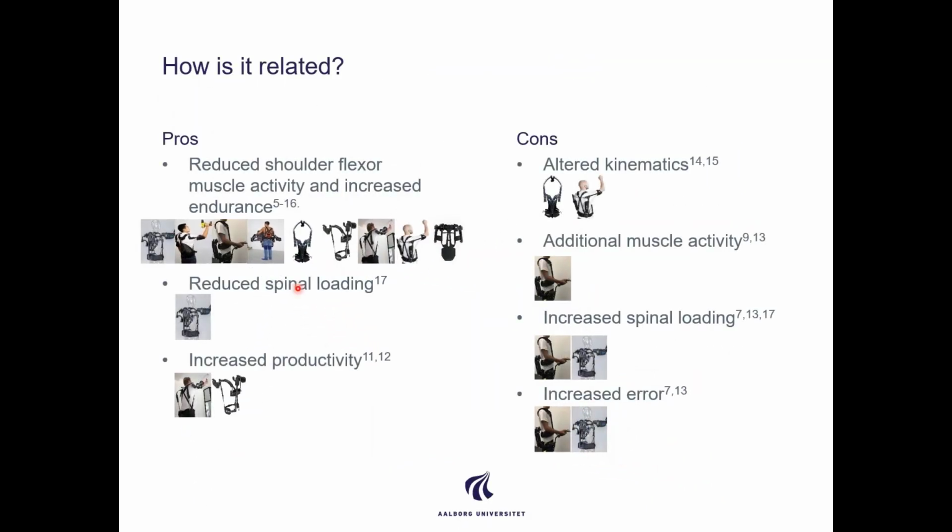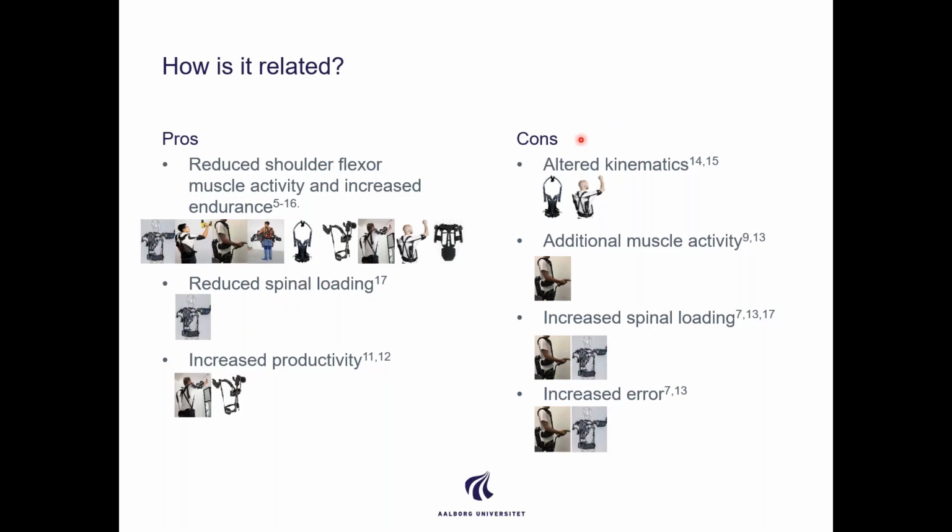So how is it all related? Well, there are a lot of different studies out there in the literature, and very often the results show that you can find reduced shoulder flexor muscle activity and increased endurance for a lot of different exoskeletons. Some of the exoskeletons also find reduced spinal loadings and increased productivity when using the device. And this is just a brief introduction to some of the studies out there.